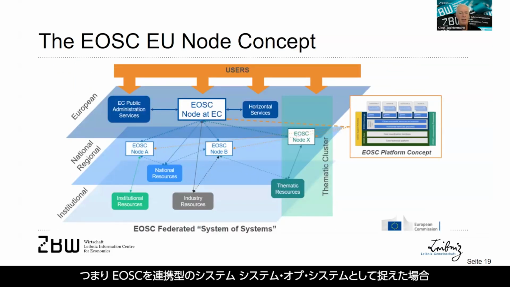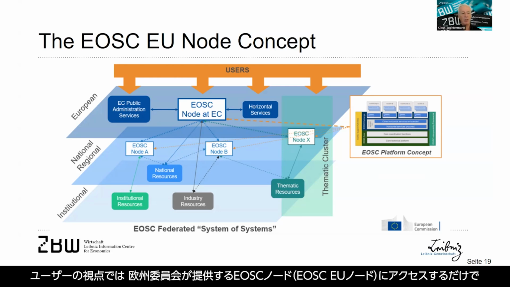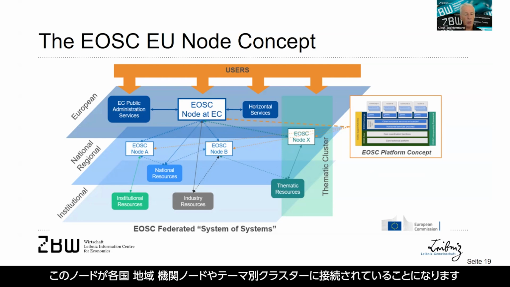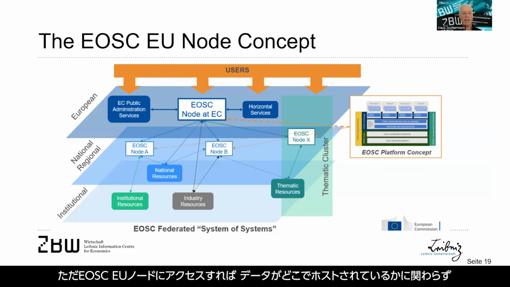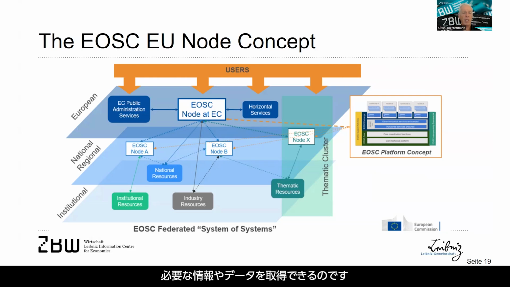The idea is then, if we look at the EOSC as a federated system of systems, that from a user's perspective, they just enter the EOSC node provided by the European Commission, the EOSC EU node. And this node is connected to the national and regional nodes. It's connected to institutional nodes or to thematic clusters. And the users don't have to be aware of what is all connected in the background. They just access the EOSC EU node. They get the information, the data they need, regardless of where it is hosted. That is the idea of the EOSC EU node.